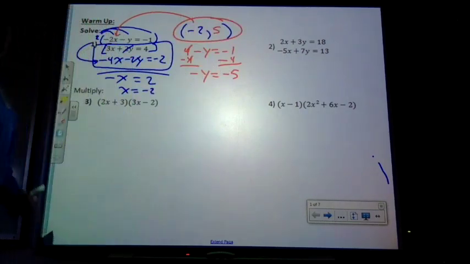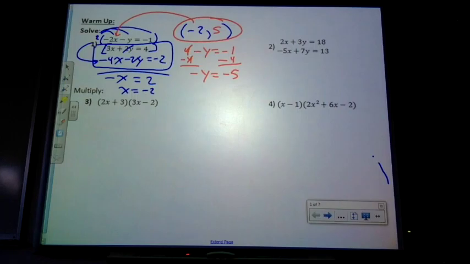Hey, let me ask you this. If I had graphed these two lines, would they have been parallel? No, why not, Casey? Okay. But what happened with my answer to indicate that they're not parallel? What do you got, Reese? I was going to say, since they both have negative, wouldn't that turn into like positive?